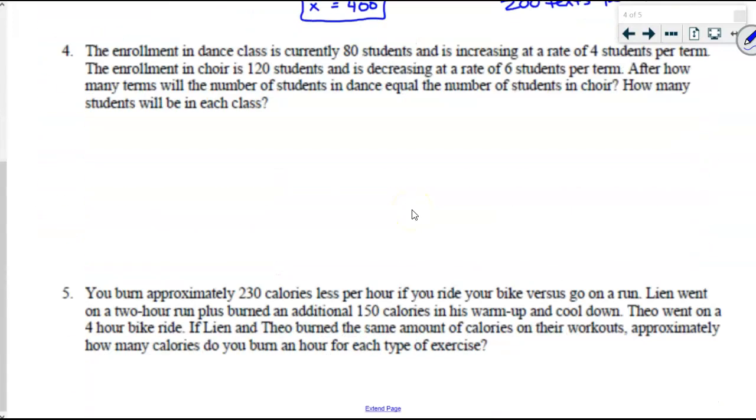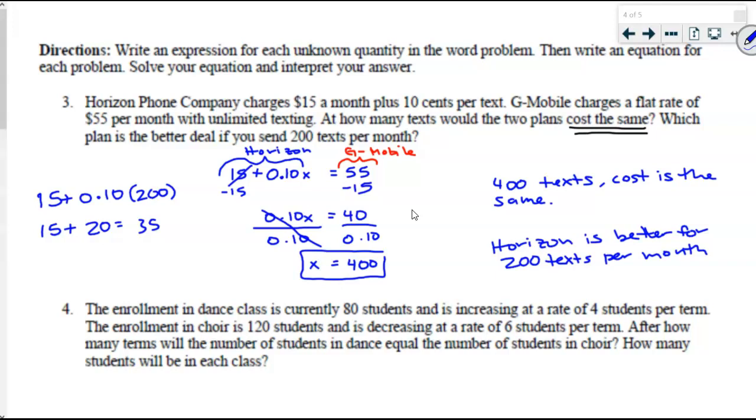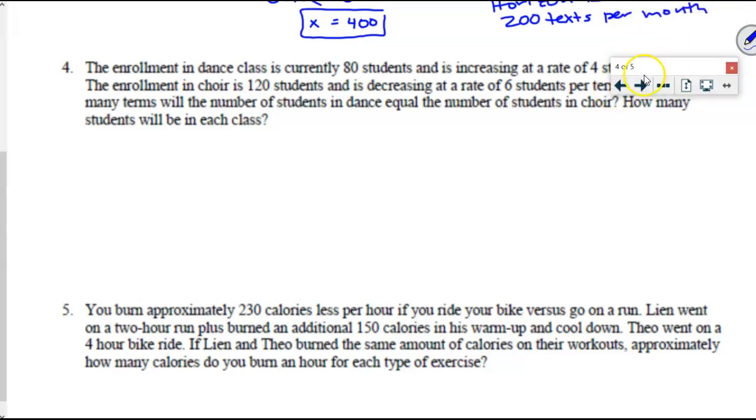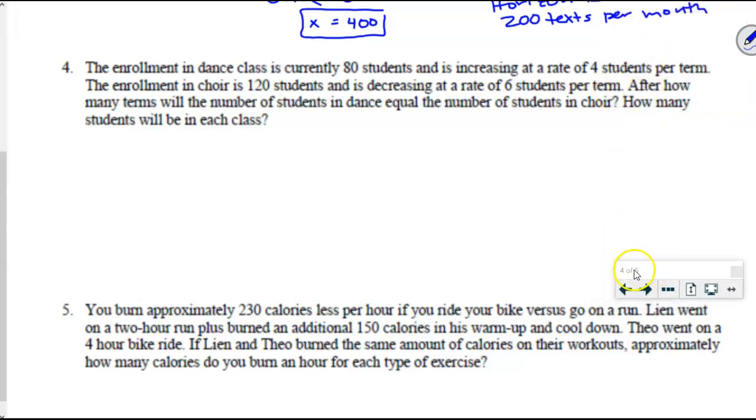Okay, 4 and 5, I think that's all that we have left, and then it's homework. So 4, pausing the recording again, give yourself a chance to read through it, talk with your groups, see if you can write and then solve an equation. We'll talk about it as soon as we're done. With your groups, ready, set, go.